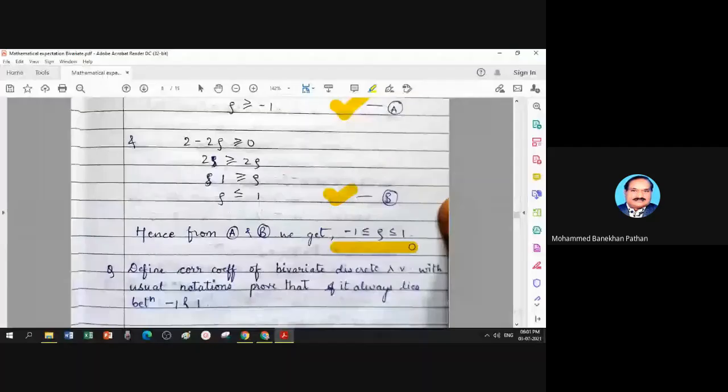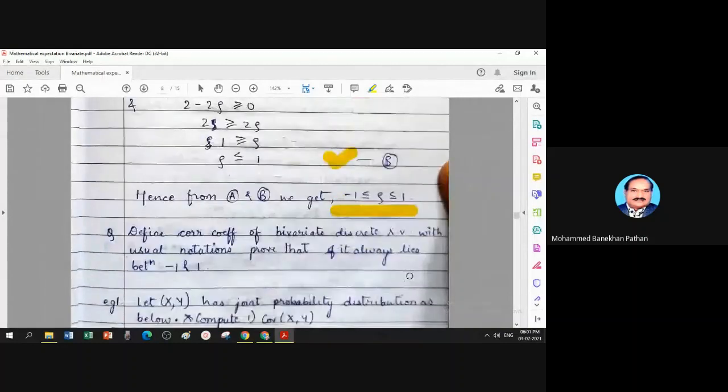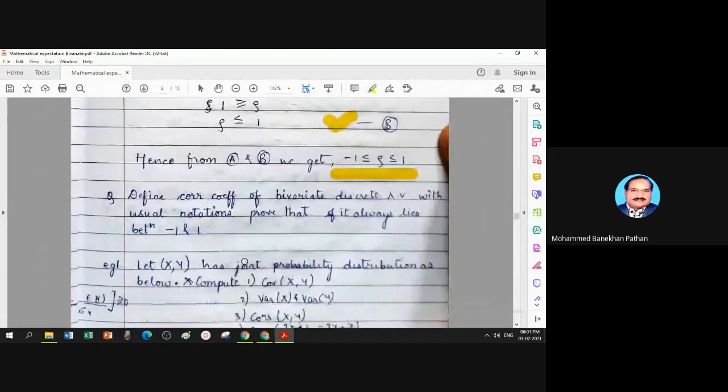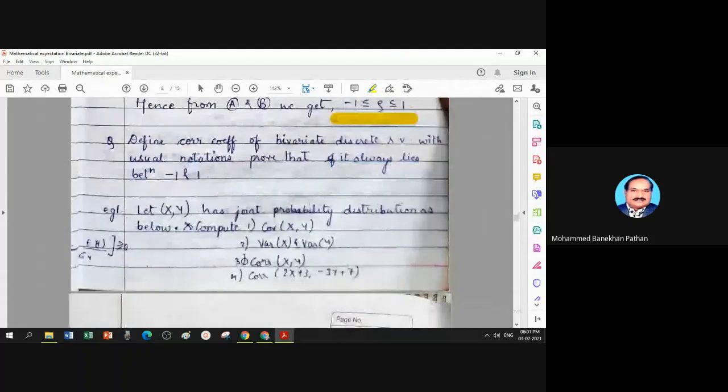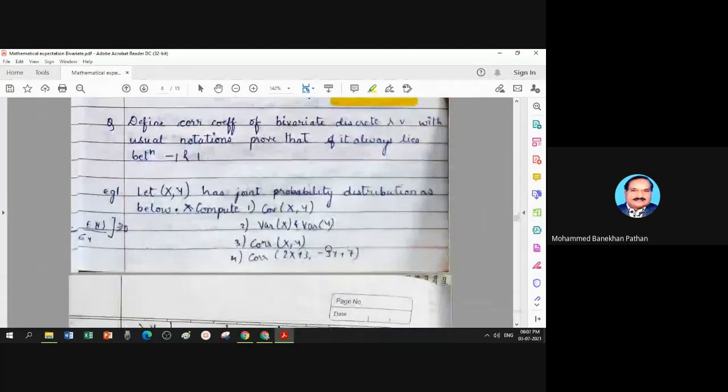Theoretical question on the topic: find the correlation coefficient of a bivariate discrete random variable and, with usual notation, prove that the correlation coefficient lies between minus 1 and plus 1. We'll try to see one numerical example and then stop today. It is better to take a numerical example to understand what I have given today. Let XY have the following joint probability distribution.